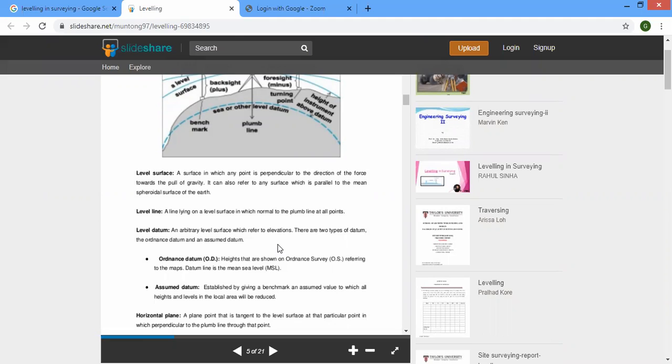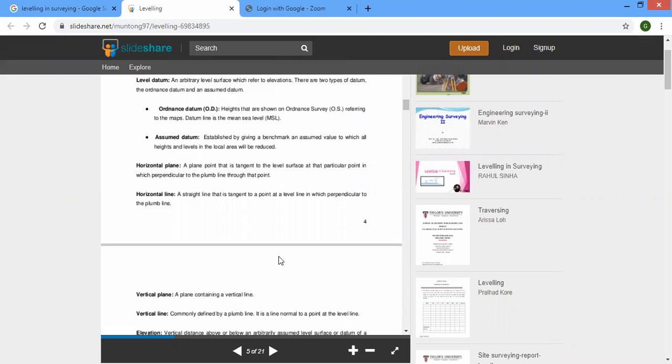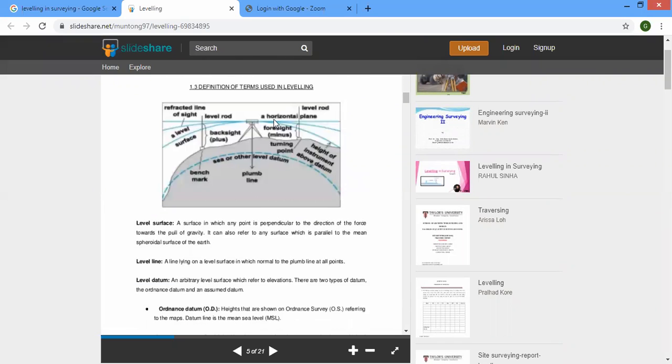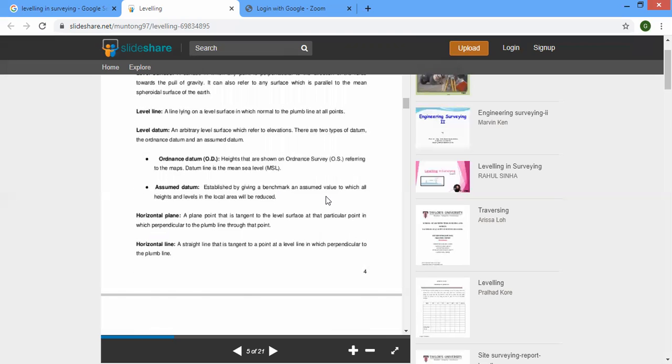Okay. Next, horizontal plane. A plane that is tangent to the level surface at that particular point, which is perpendicular to the plumb line through that point. A horizontal plane is written here. Check it.